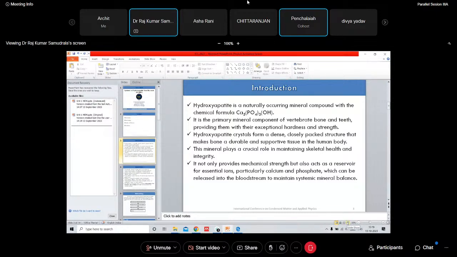Hydroxyapatite is a naturally occurring mineral with a composition of Ca5(PO4)3(OH). It is a mineral component in vertebrate bone and teeth.